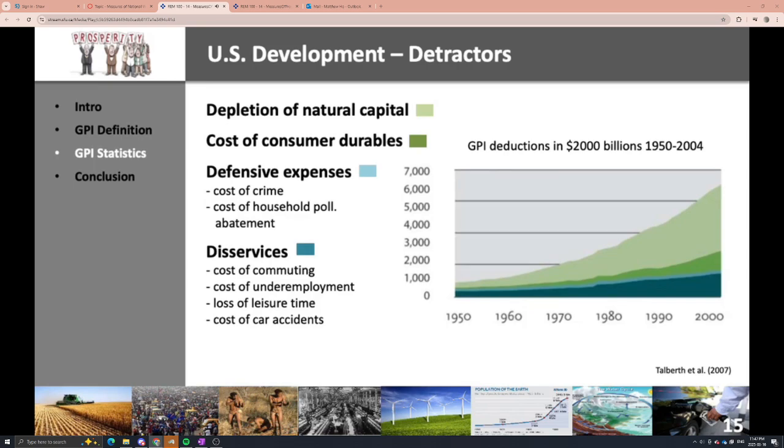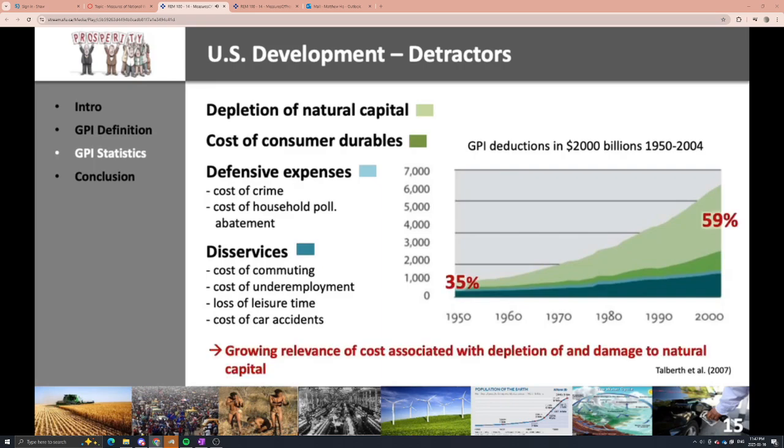Now, we can do a similar analysis with the indicators in the bottom row of the balance sheet to get some insight on how the detracting factors have evolved over time. This chart shows the cost associated with the depletion of natural capital. The light green band has increased dramatically from about 35% in 1950 to 59% in 2004. This means that our welfare is relying more and more on the destruction of the natural environment. And based on some of the previous discussions we've had about the Earth system, this is not a very good trend.